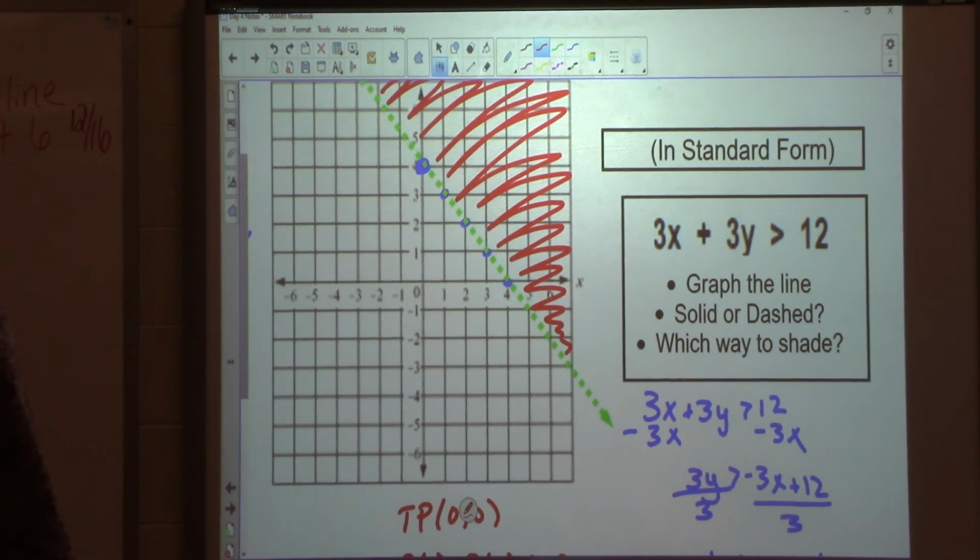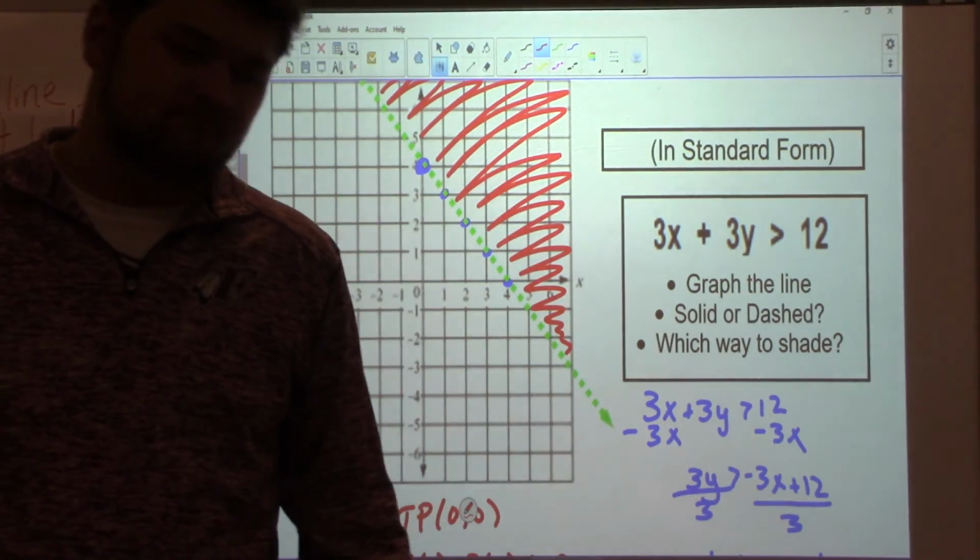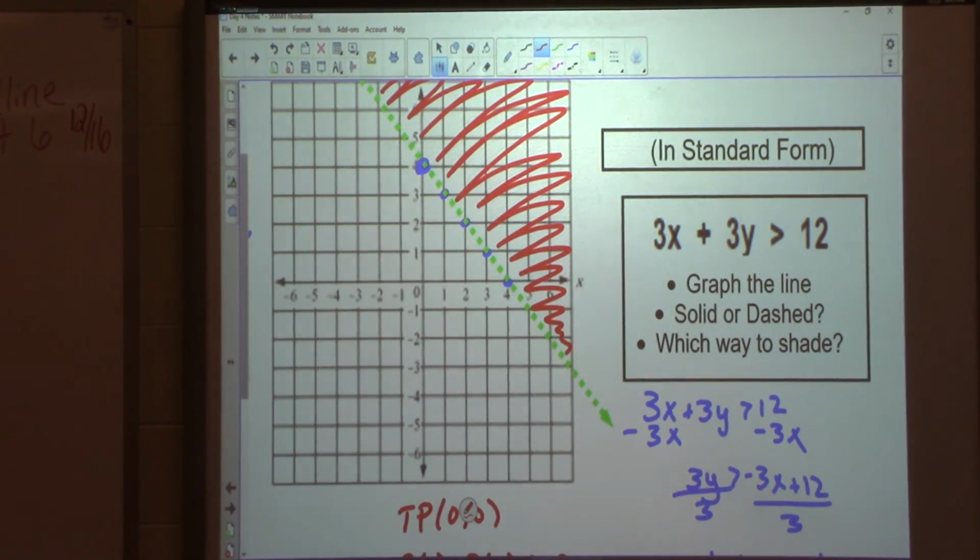So that's what our graph should look like then. We should have our dashed line, shade the other side. Alright. We got 3 of them left.